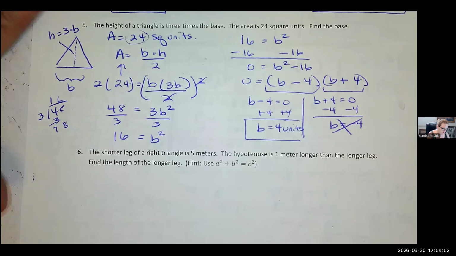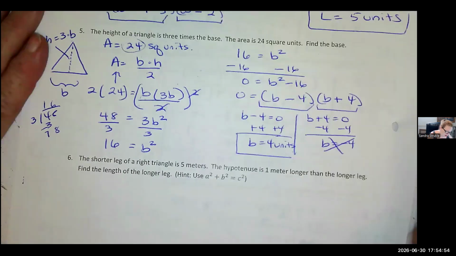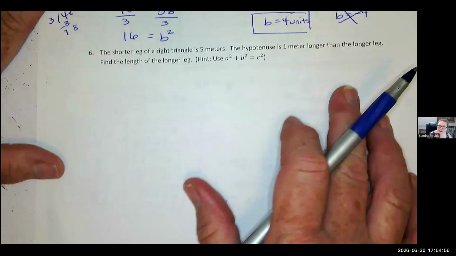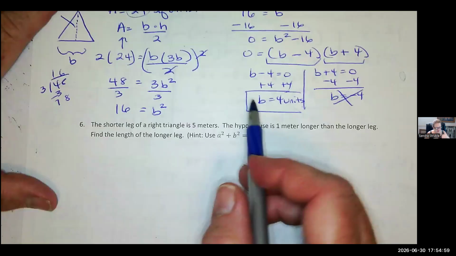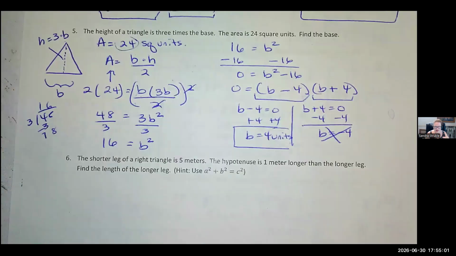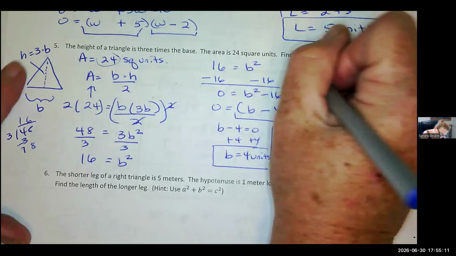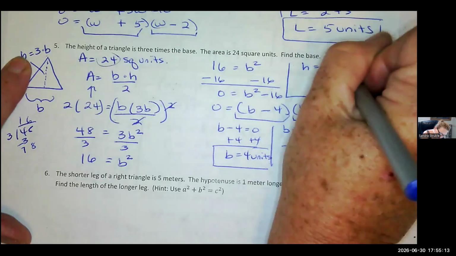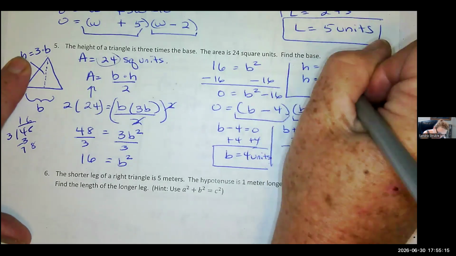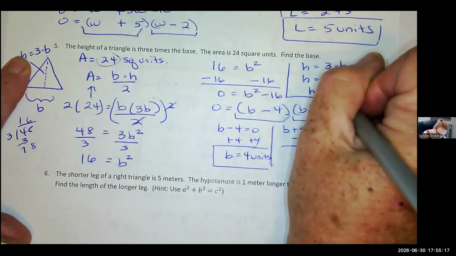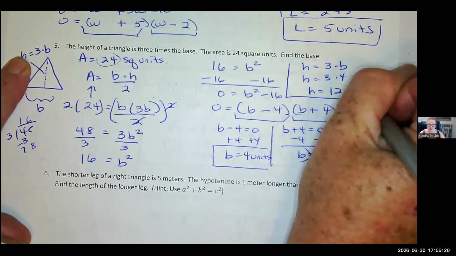Muy importante. We could find the height too. I know it says just to find the base, but because I know what you're going to see in the next class, you need to know how to find the height. All right. So to find the height here, h is equal to 3 times the base. 3 times 4. So the height is 12 units. Just so that you know how to do that.